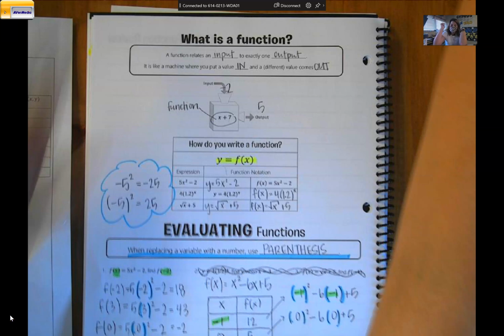Okay, hi distance learners. It is Tuesday. What's the date? 29th. September 29th. We're moving on in our functions unit. So last time we talked about evaluating functions, and we talked about how you can put a value in and get a different value out. So we did these 2 pages in our notebooks.